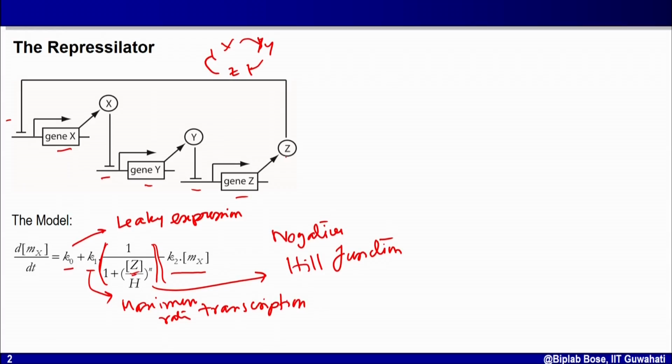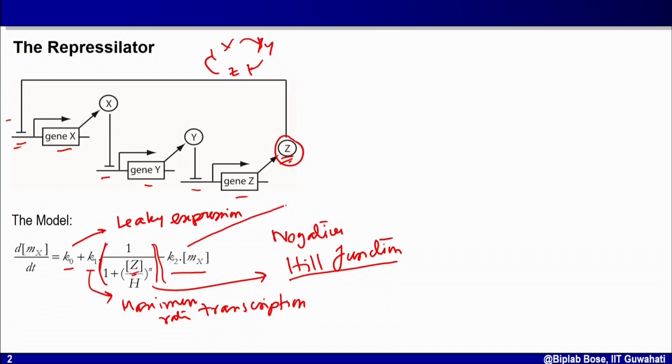Z is the inhibitor because Z is inhibiting X. So, as you see in the diagram, Z is inhibiting X here. So Z divided by h, where h is my Hill constant, to the power n. So 1 by 1 plus Z divided by h to the power n is my negative Hill function.